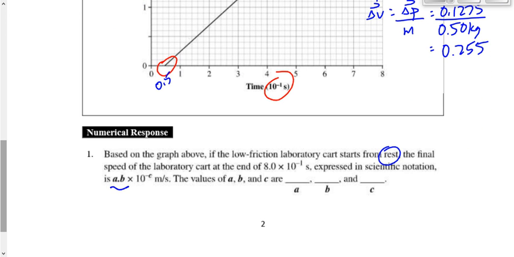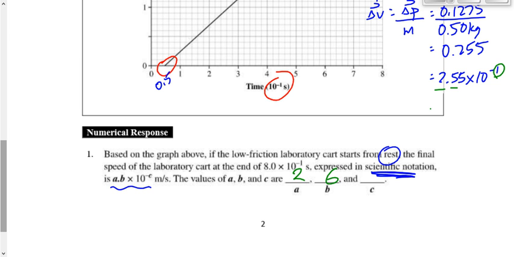This might be new for some of you. A decimal b times 10 to the negative c, what the heck is that? Well, let's put this in scientific notation, right? 2.55 times 10 to the negative 1. Well, they want the value of A, B, and C. This would be, A would be what? 2, B would be 6, right?